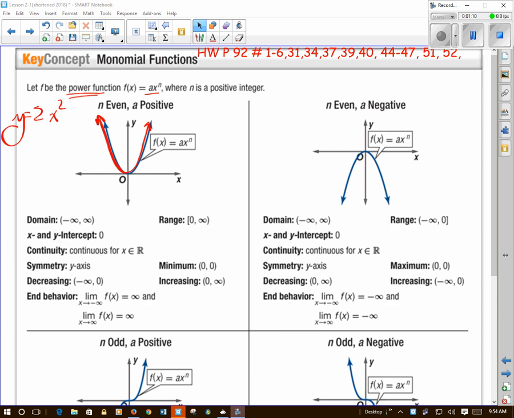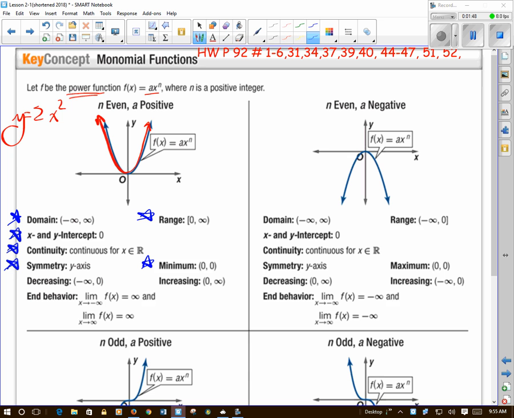And so from that, we can talk about the characteristics of that graph just in general. We can look quickly at that graph and know that the domain is going to be negative infinity to infinity. The range, 0 to infinity, inclusive. The x and y intercepts, we just have both of them at (0, 0). The continuity, it's continuous for all real numbers. It's symmetric over the y-axis. It has a minimum of (0, 0).